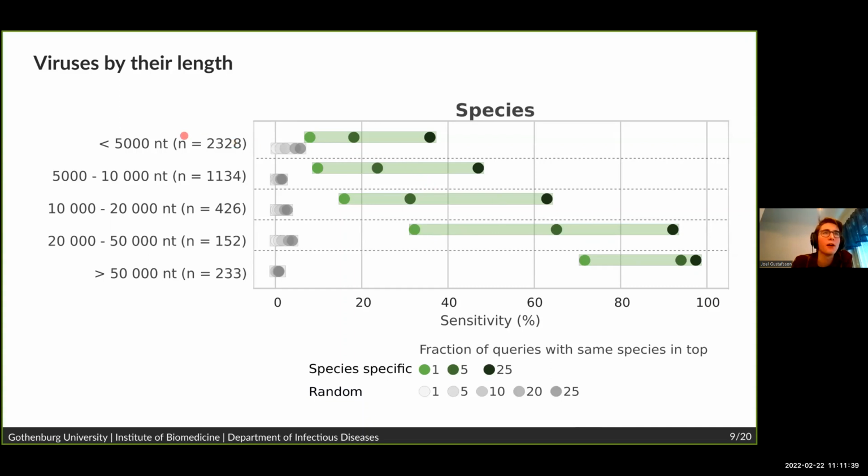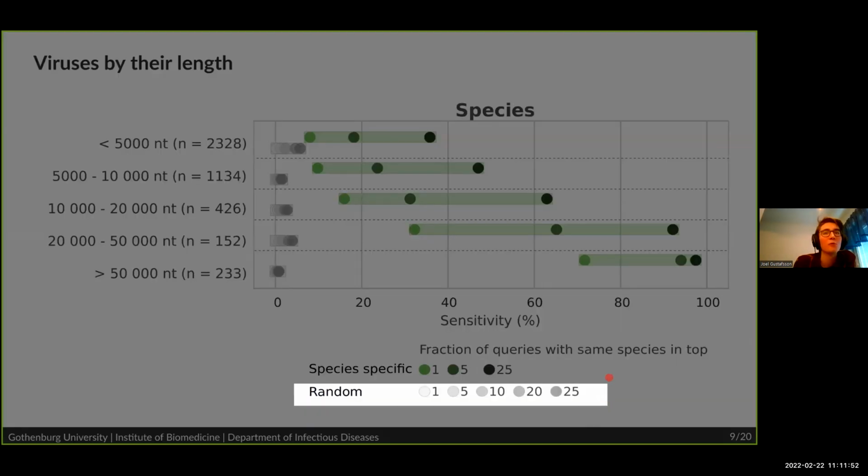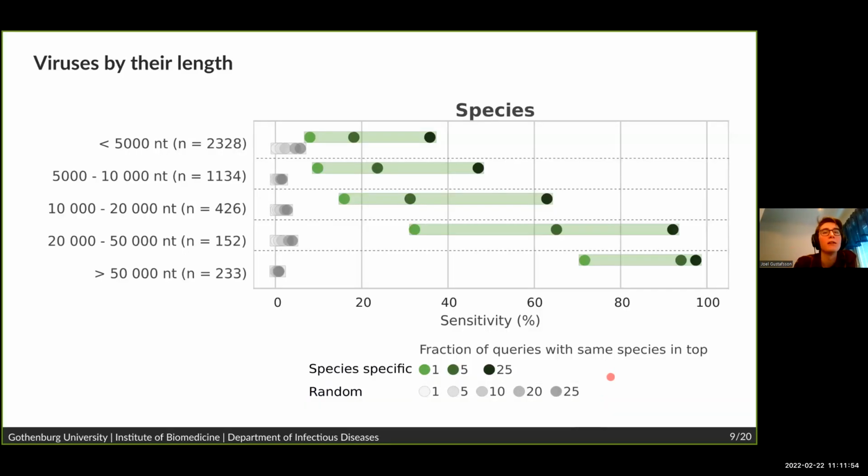But on the other hand, for very short viruses, this doesn't seem to be the case. But still, it's not insignificant. We compare this in all cases to a random model where we just randomly assign virus query and signature parts. And in all cases, that is much worse than the actual signal.